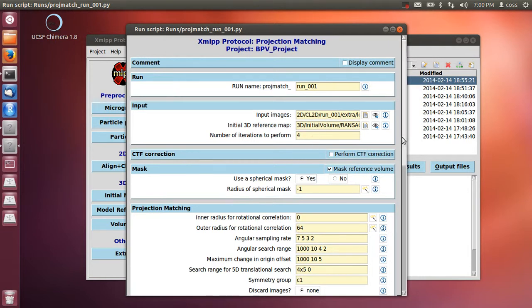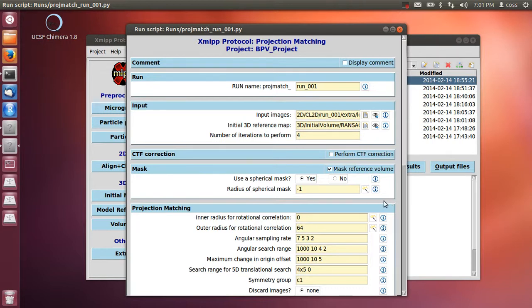So it starts with a volume. This volume is the one provided by Transact. It compares it to the images that you have in your data set, and then assigns angles to those images and updates your reference, updates your volume with those angles. So you make a 3D reconstruction of those images with those angles to have a better estimate of what your volume looks like.